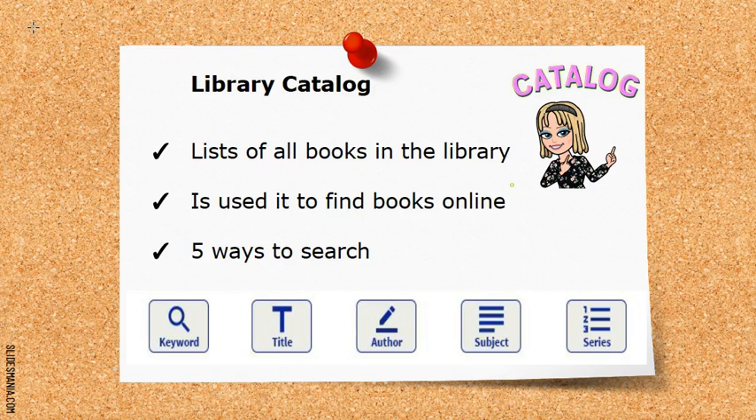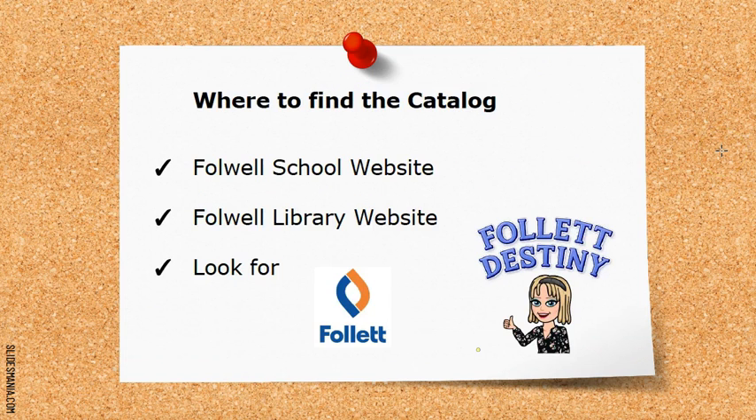What is a library catalog? A library catalog is a list of all books and all materials found in the library. When we want to find a book in the library, we can use the library catalog. Our library catalog is called Follett Destiny, and there are 5 ways to search the catalog: by keyword, title, author, subject, and series. Where can we find the catalog?